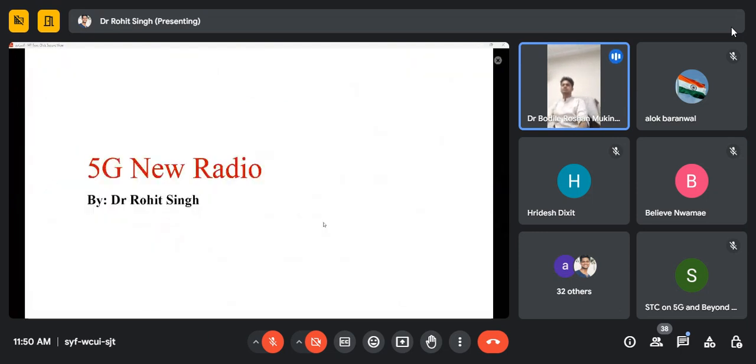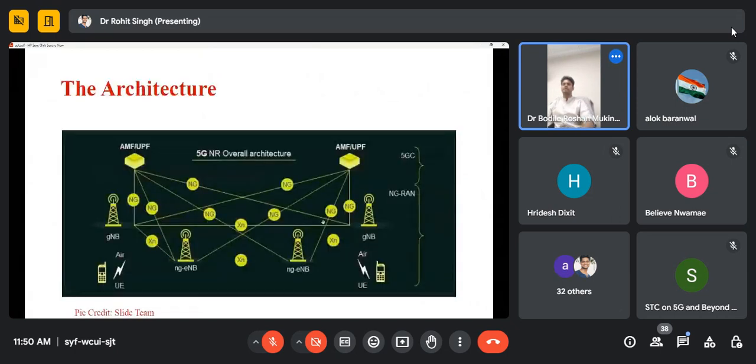Now coming to the 5G new radio, let's discuss some of the essential aspects of 5G radio. This is how a simplified 5G architecture would look. This picture was not built by me; the credit goes to the slide team, from where I copied it. In this figure, do not look at the core network, look at the base stations. Some of the base stations are named gNodeB, and some are known as next generation eNodeB.